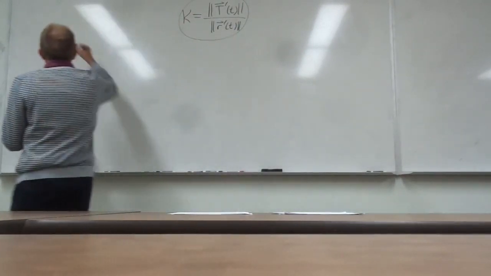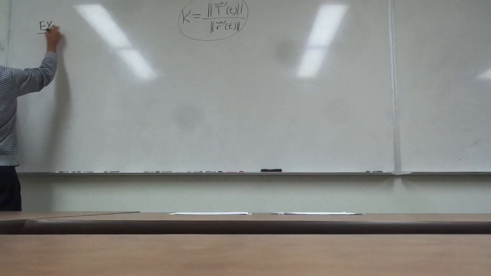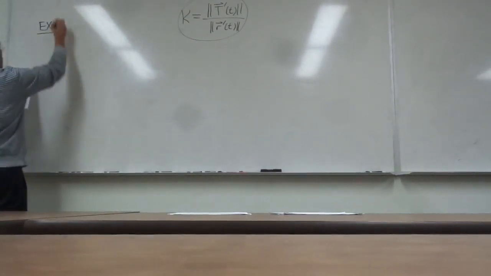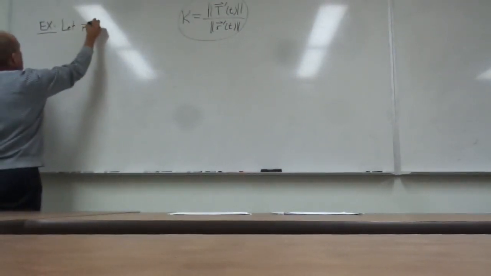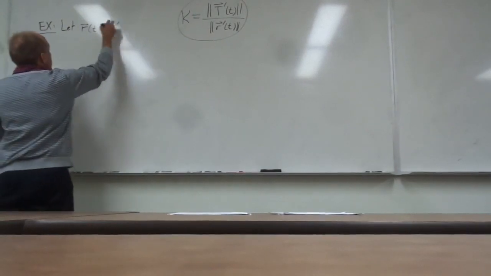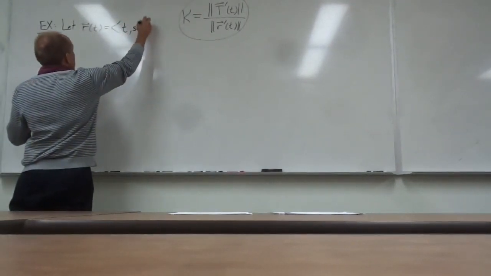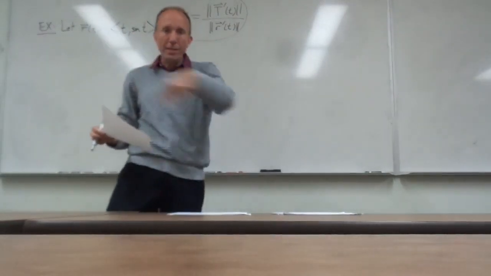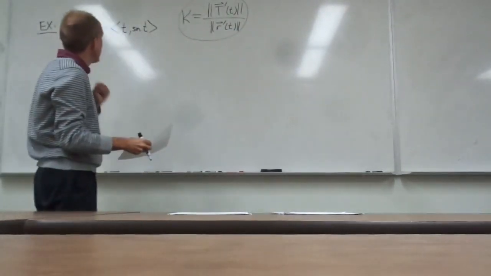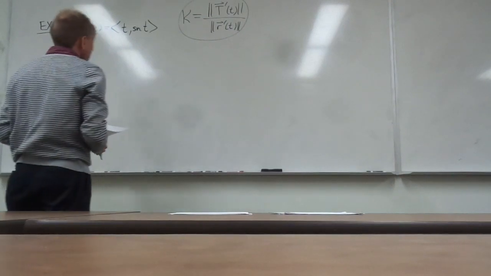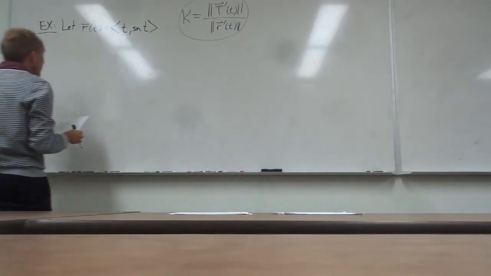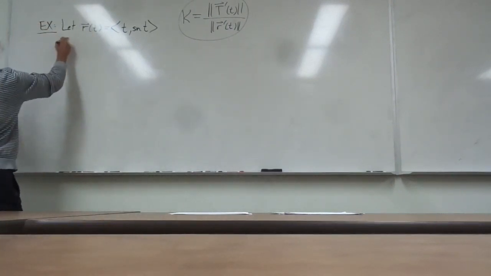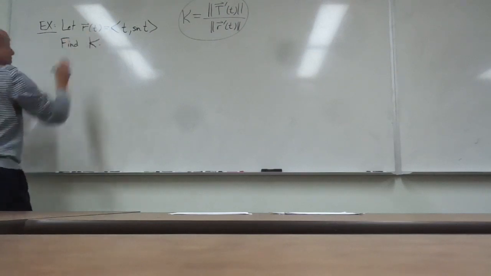Let's try this example here. I just took this one out of the exercises from the book. I'm going to let r of t equal the vector t, comma, sine of t. So this is literally just the graph of the sine of x, basically. y is equal to the sine of x, because x is the same as t. And we want to find the curvature. So let's find the kappa value.